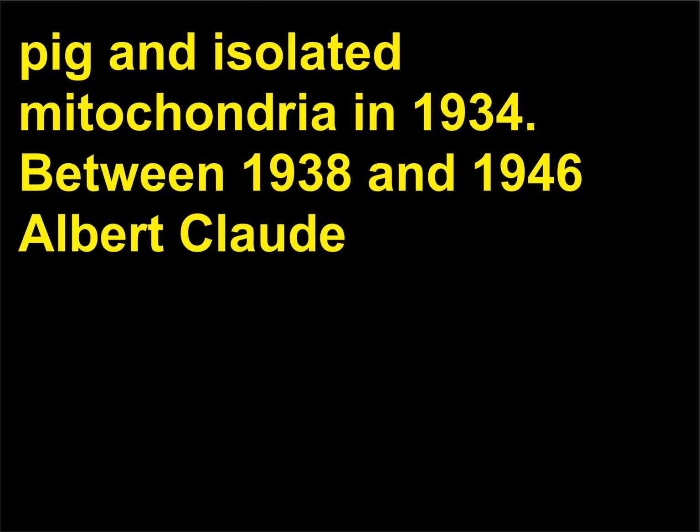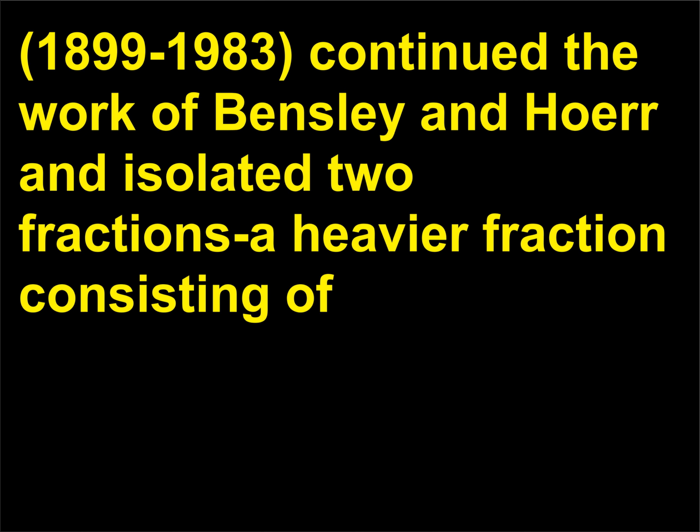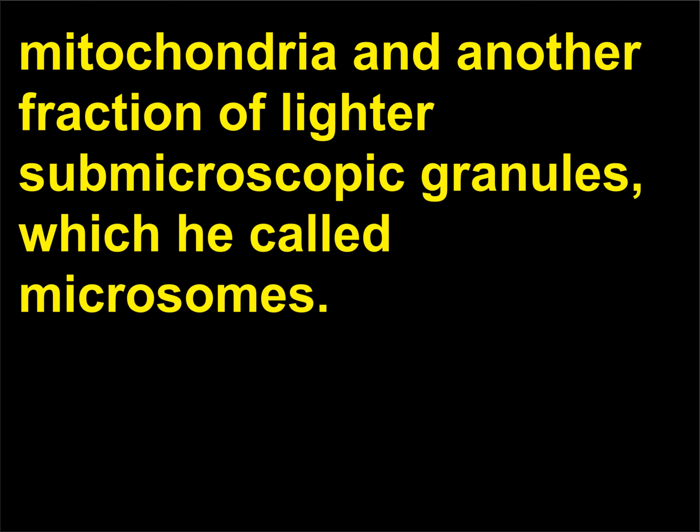Between 1938 and 1946, Albert Claude, 1899–1983, continued the work of Bensley and Hoare and isolated two fractions, a heavier fraction consisting of mitochondria and another fraction of lighter submicroscopic granules, which he called microsomes.